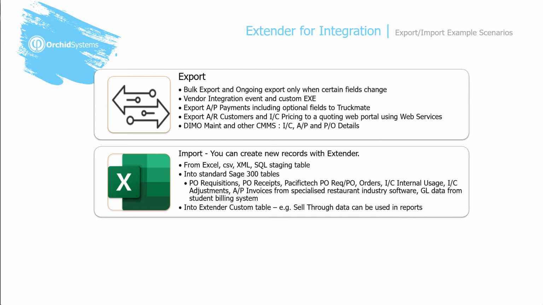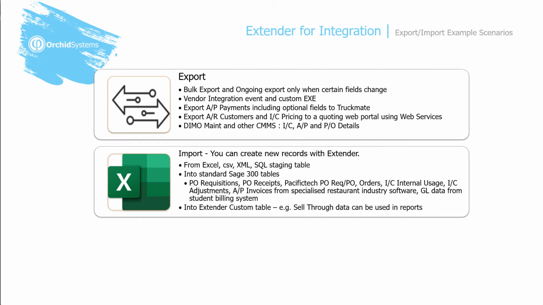When importing, you can create new records with Extender. So you can import from a variety of formats: Excel, CSV, XML, SQL staging tables, and you can import into standard Sage 300 tables, pretty much anything that is required.